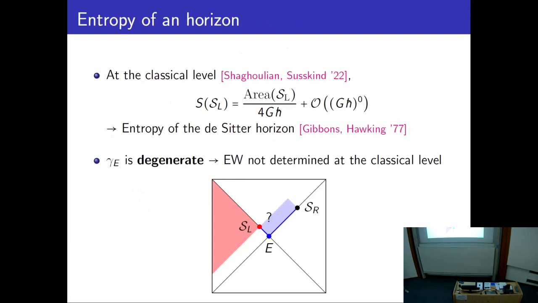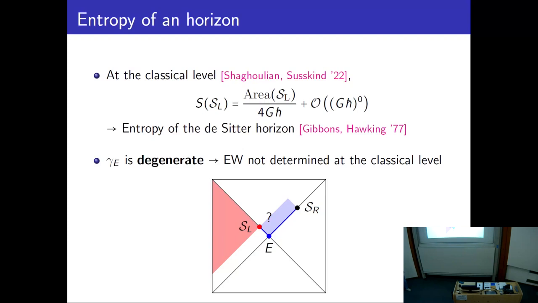And maybe I can, in a very short amount of time, discuss the second simple example, which would be to just take one screen and not the two, for example, the left one. What we find, at least at the classical level, is that the entropy of the screen is given by its area divided by 4G, which is exactly the Gibbons-Hawking formula. So it's consistent with this idea that the Gibbons-Hawking formula counts the degrees of freedom of this quantum theory defined on the cosmological horizon. The issue here is that at the classical level, the entanglement wedge is not determined.